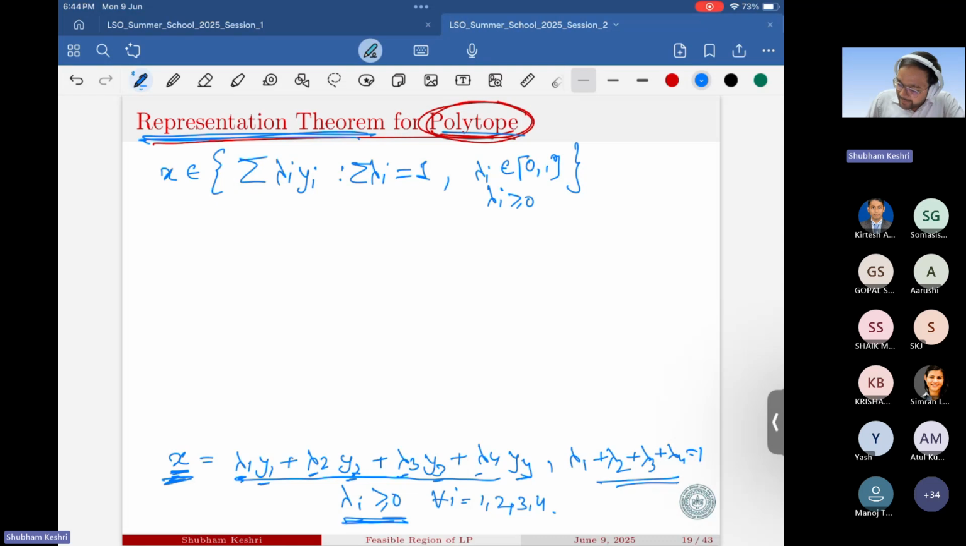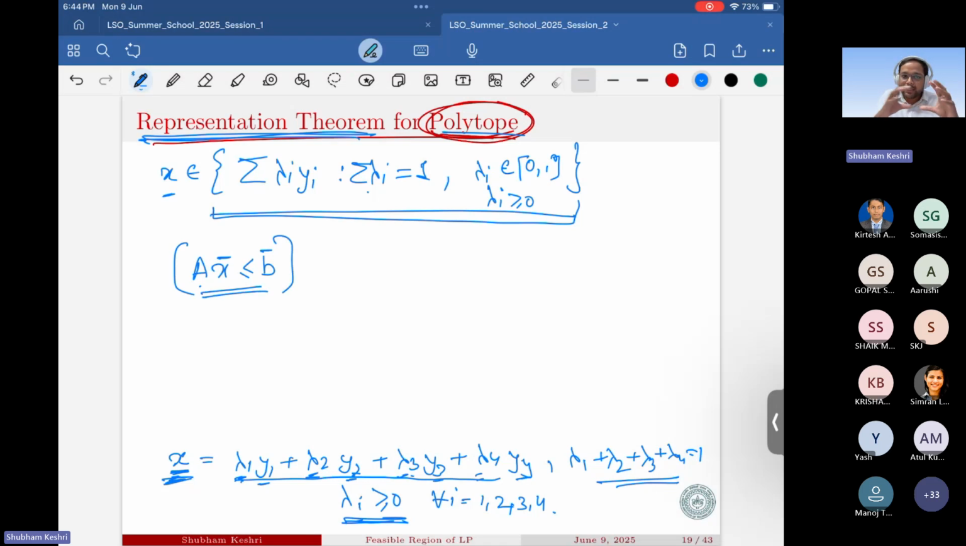So this is a set. It can take any point. You vary the lambdas between 0 and 1, and you will get the set of all points inside the feasible region. So you can write the set of feasible region either by the constraints, Ax less than or equal to b, where x is a vector, b is a vector and A is a matrix, or you can write the feasible region of an LP via this set. So these two sets are similar.